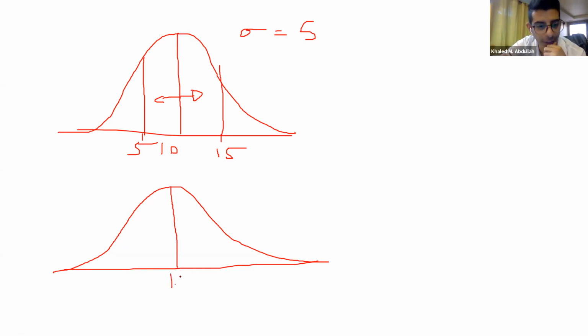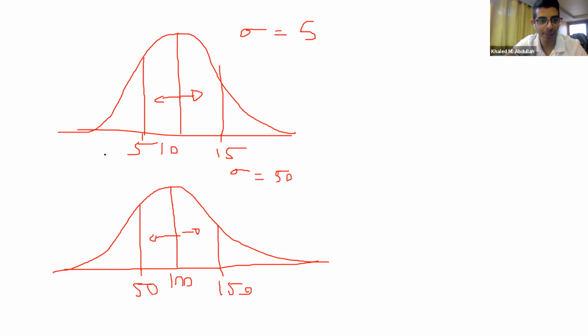So let's say this was 100, and the standard deviation was 50. If I go one standard deviation here, what's it going to be? 150. And if I go the other way, what's it going to be? 50, right? Now, look, despite the numbers being different, these are 10, 5, and 15, and these are 100, 50, and 150. I made the numbers simple, but we can all agree they're different, right?